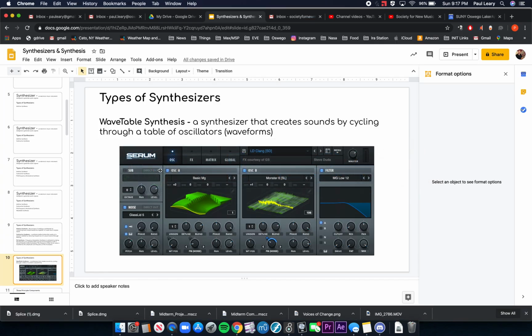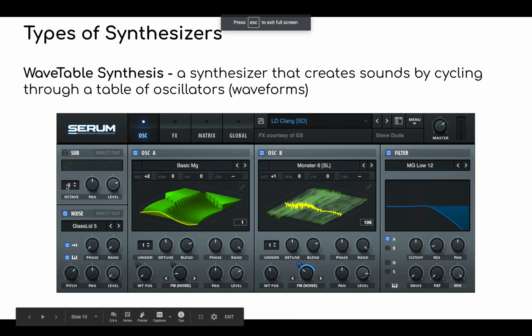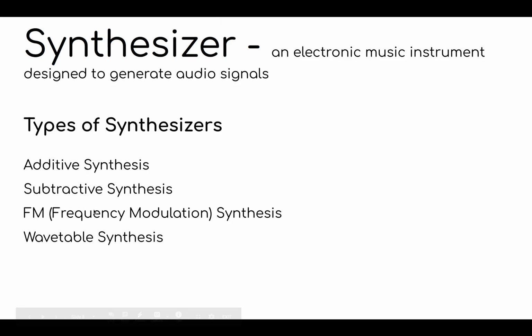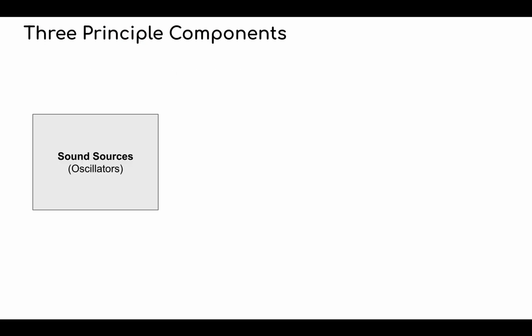Okay, so going back to here, so those are the four types of synthesis again, right? Going back here, additive synthesis, subtractive synthesis, FM synthesizers, and wavetable synthesis. And today we're really just talking about additive synthesizers, and also we're really just talking about the basic concepts of all synthesizers in these programs.